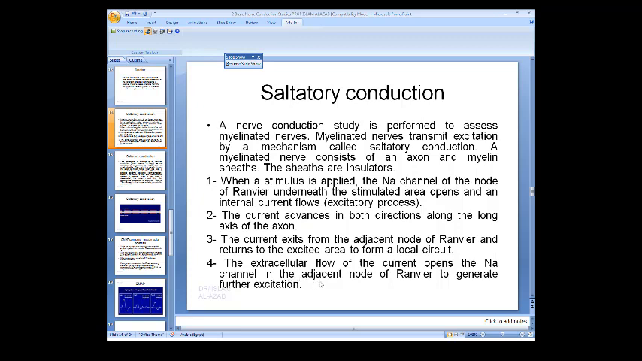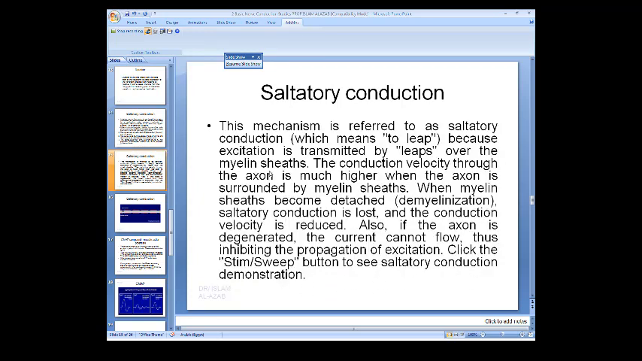The extracellular flow of the current opens the sodium ion channel in the adjacent node of Ranvier to generate further excitation. This mechanism is referred to as saltatory conduction, which means to leap or to jump. Because excitation is transmitted by leaps over the myelin sheaths, the conduction velocity through the axon is much higher when the axon is surrounded by myelin sheaths.